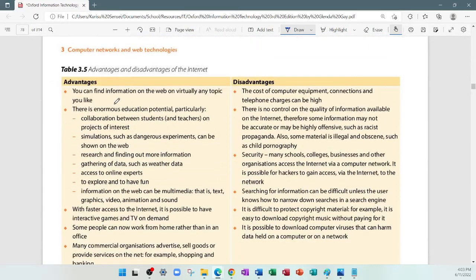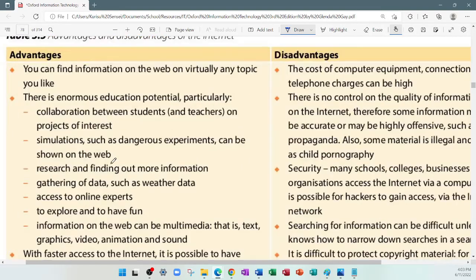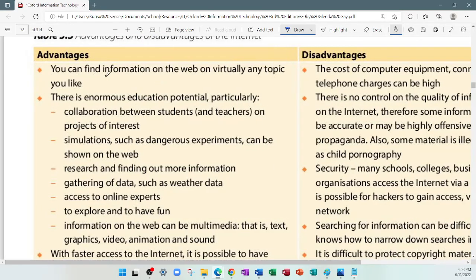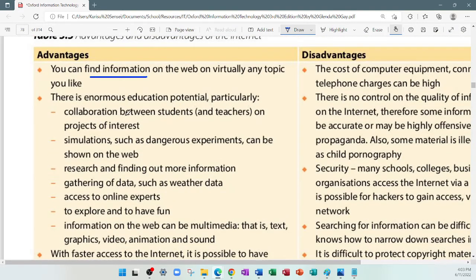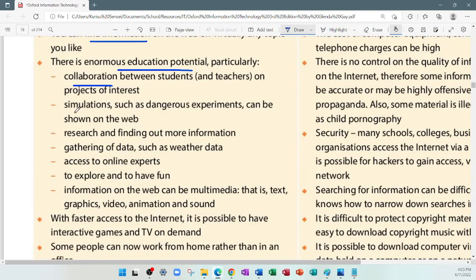Great. So finally, what are some advantages of the internet? Well, you can find any information that you want on any topic because the internet is open to anyone, except in certain countries where it might have certain restrictions. For educational purposes, you can collaborate, like what we're doing right now. We're working on completing our topics. We can carry out simulations over the internet. We can do research, gather data, contact experts.